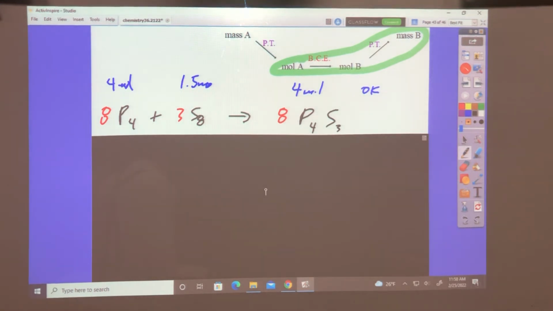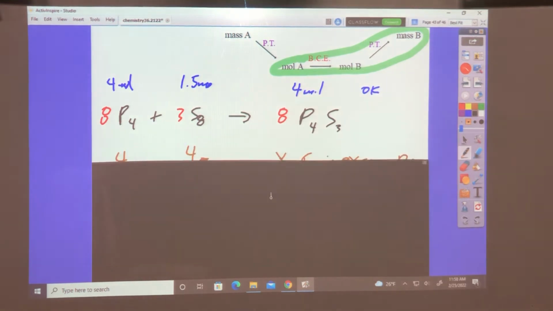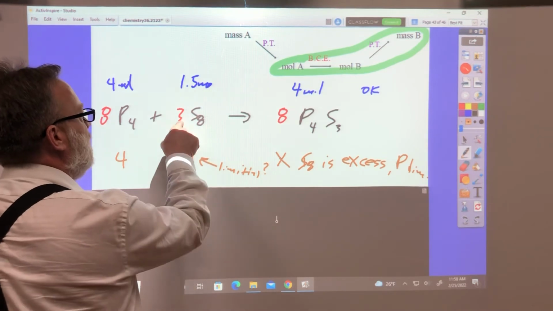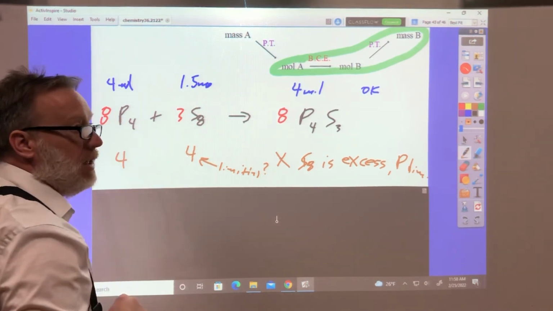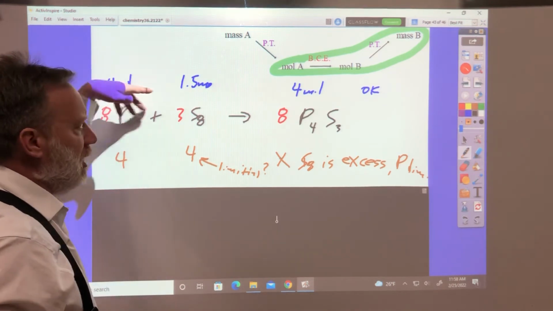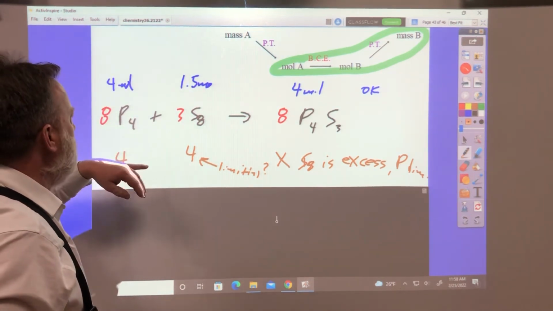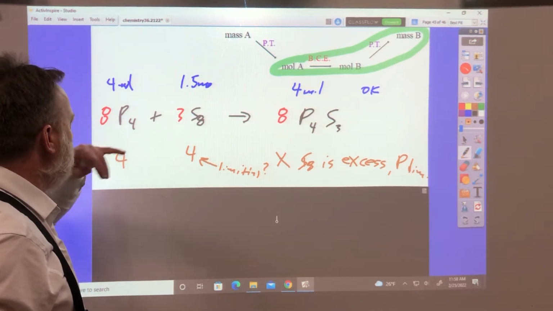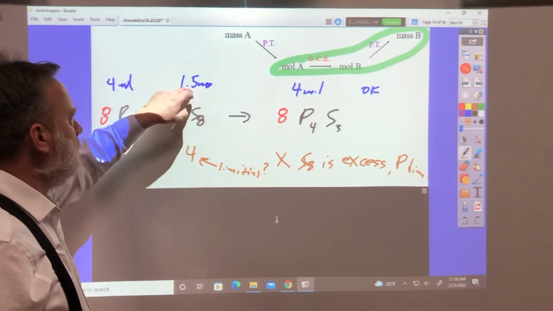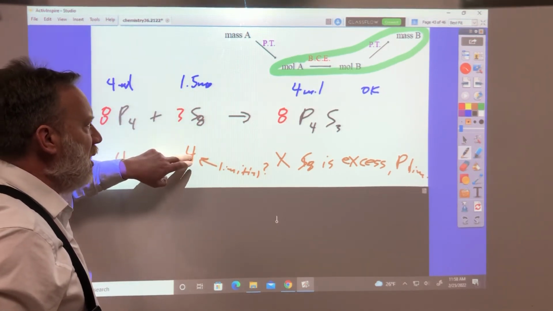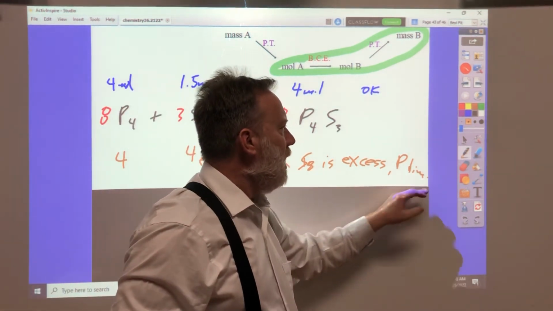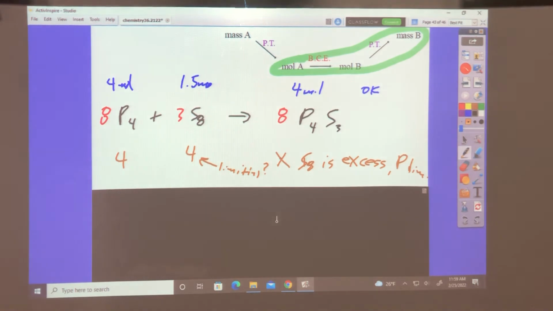Number 2, sulfur is the limiting reactant when 4 moles and 4 moles react. Okay, if this is 4 and this is 4, now which is the limiting reactant, because it's 8 and 3. We don't even need to look at grams on this. If I have 4 of this, I'd need 1.5, and I've got 4. So this is most definitely excess and this one's the limiting. So S8 is excess and phosphorus is limiting. That's how you need to change that one.